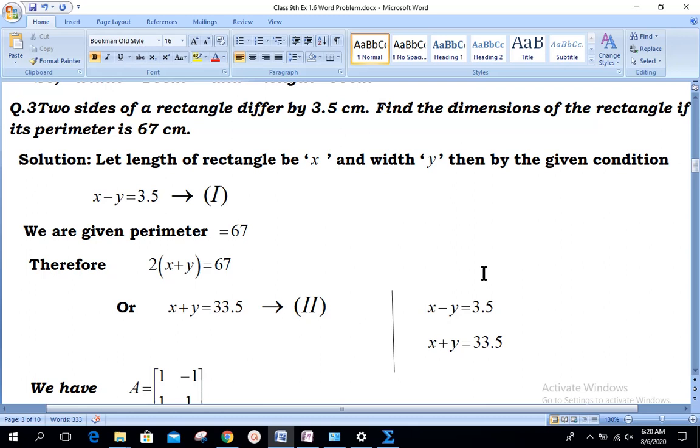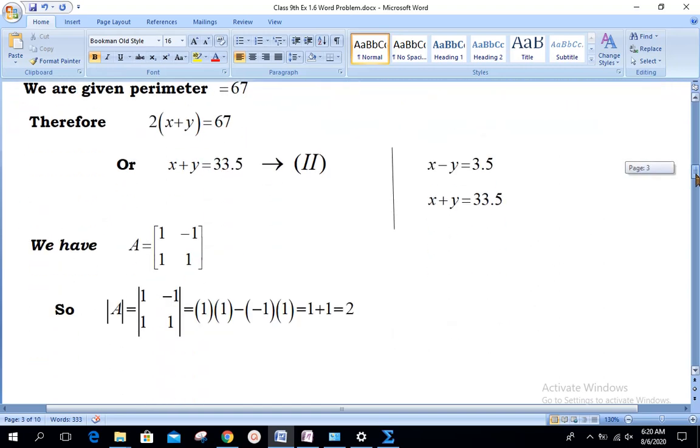For your easiness, I have written the equations once again. My first equation is x minus y is equal to 3.5. Equation number 2 is x plus y is equal to 33.5. So matrix A is 1, minus 1 in the first row, 1, 1 in the second row. Our first target, calculate A determinant. You know the order of determinant, you apply over here, your answer is 2.